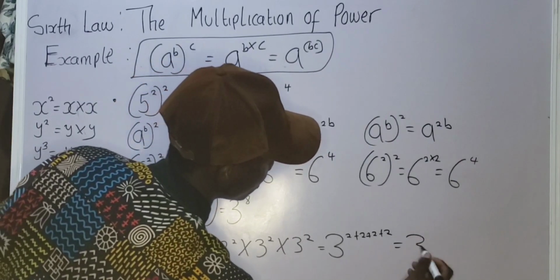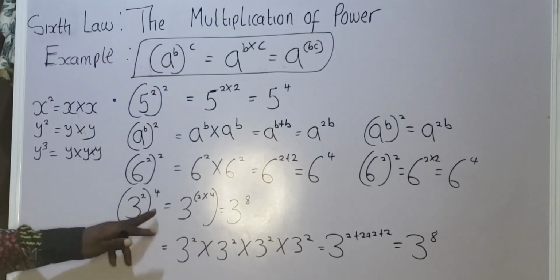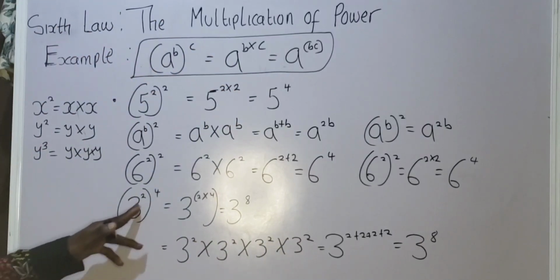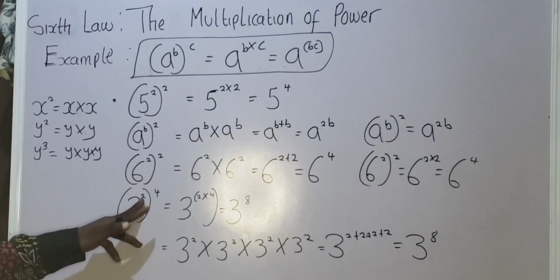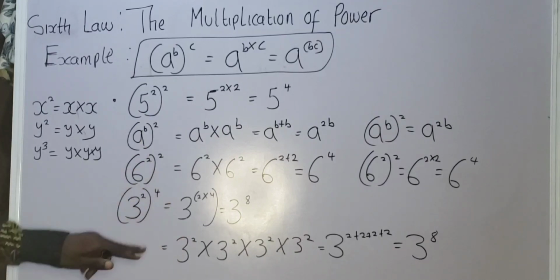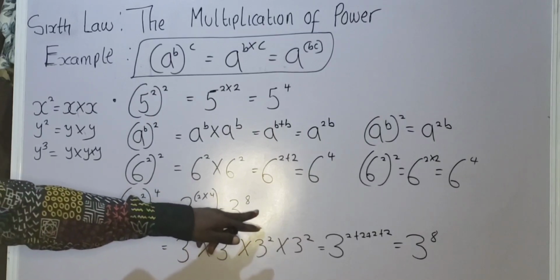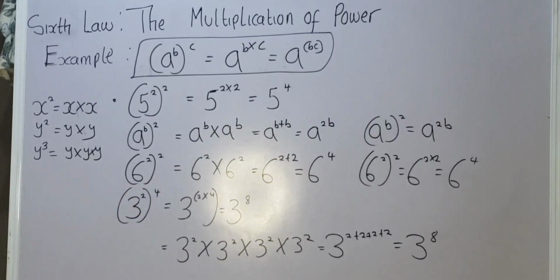This will be what? 3 raised to the power of 8. So, instead of going this long way, I'll just make use of this. I will multiply the exponent of this 3 by the overall exponent, that is 4. That is what? 3 raised to the power of 2 times 4. That is what? 3 raised to the power of 8. Do you understand? So that is all about the multiplication rule.